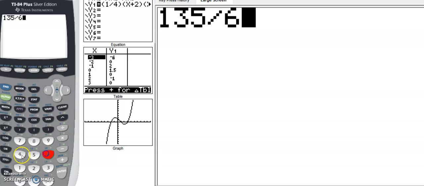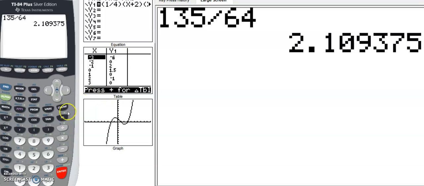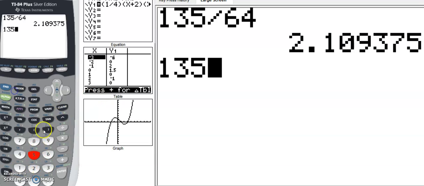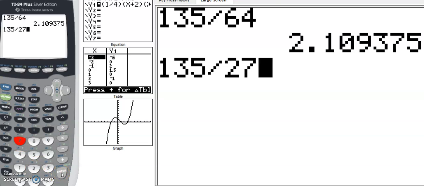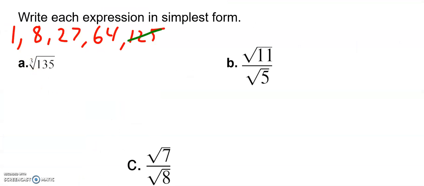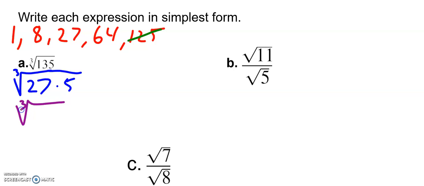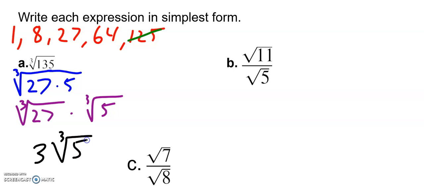So let's do 135 divided by 64. I know that's not going to work because it ends in 5, but I'm just showing you the guess and check part. So let's do 135 divided by 27. And ideally, we want to find the largest one, anytime we want to break down roots. So I'm going from largest to smallest. Boom. 135 divided by 27 is 5. Solid. So I'm going to rewrite it as the cube root of 27 times 5. And remember from our properties of radicals, I can think of this as the cube root of 27 times the cube root of 5. But I know that the cube root of 27 is 3, so this becomes 3 cube root of 5. Nice.